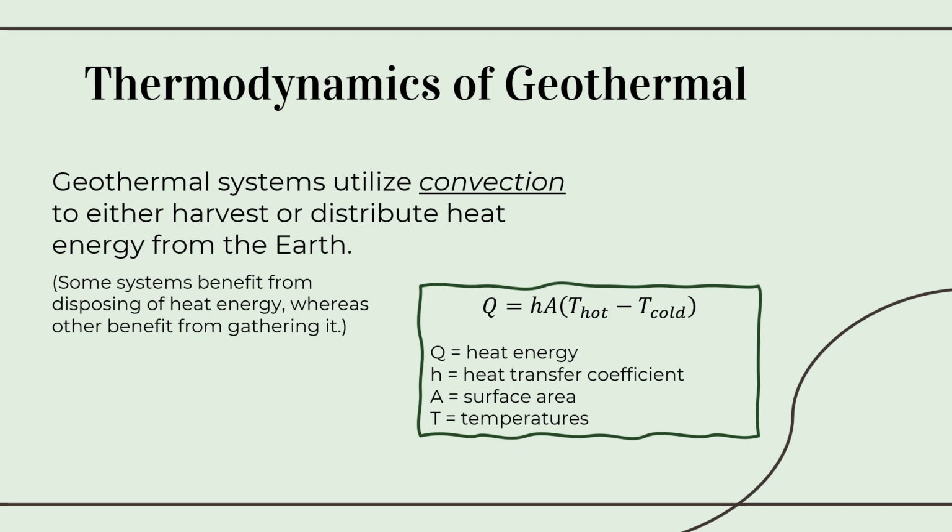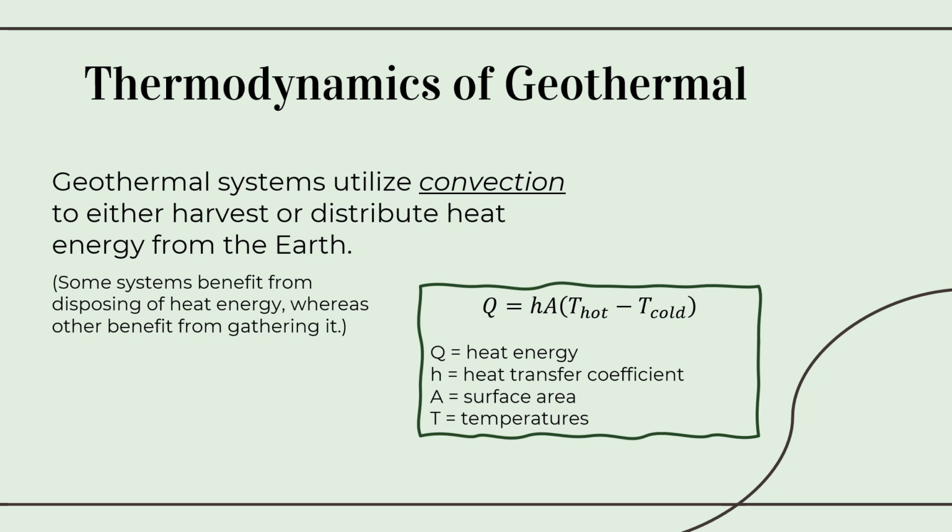Look at the equation shown on the screen. It shows a simple way to calculate heat energy transfer. Keep in mind that this specific equation is only viable for convection and not the other forms of heat transfer discussed previously. In the shown equation, heat energy is calculated by multiplying the heat transfer coefficient of the fluid by the surface area of the fluid, and then multiplying that by the difference in temperature between the hot and cold fluids. An important note is that the overall temperature does not matter. It is only the difference between the hot and cold temperatures.